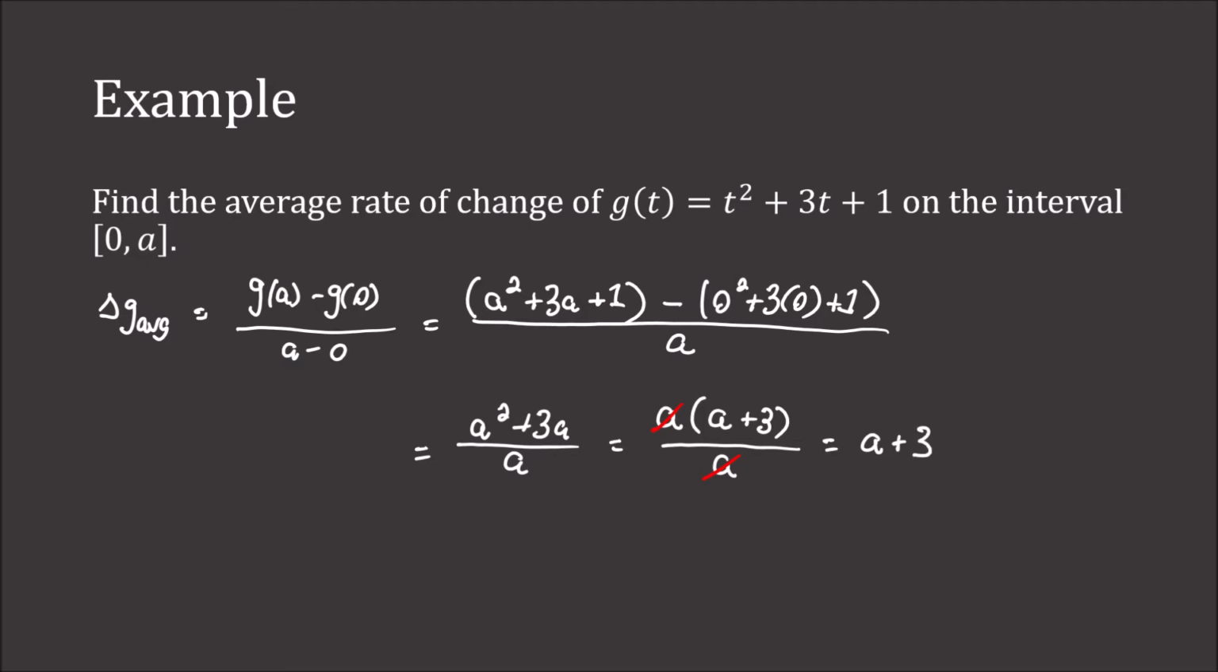Now, in fact, this is a function of a, right? So I could write delta g average of a is equal to a plus 3. And then what this would allow us to do is, given this function, we can easily calculate the average rate of change over any interval that starts at 0. So for instance, if I said, okay, what's the average rate of change of this function over the interval 0 to, let's say, 5?